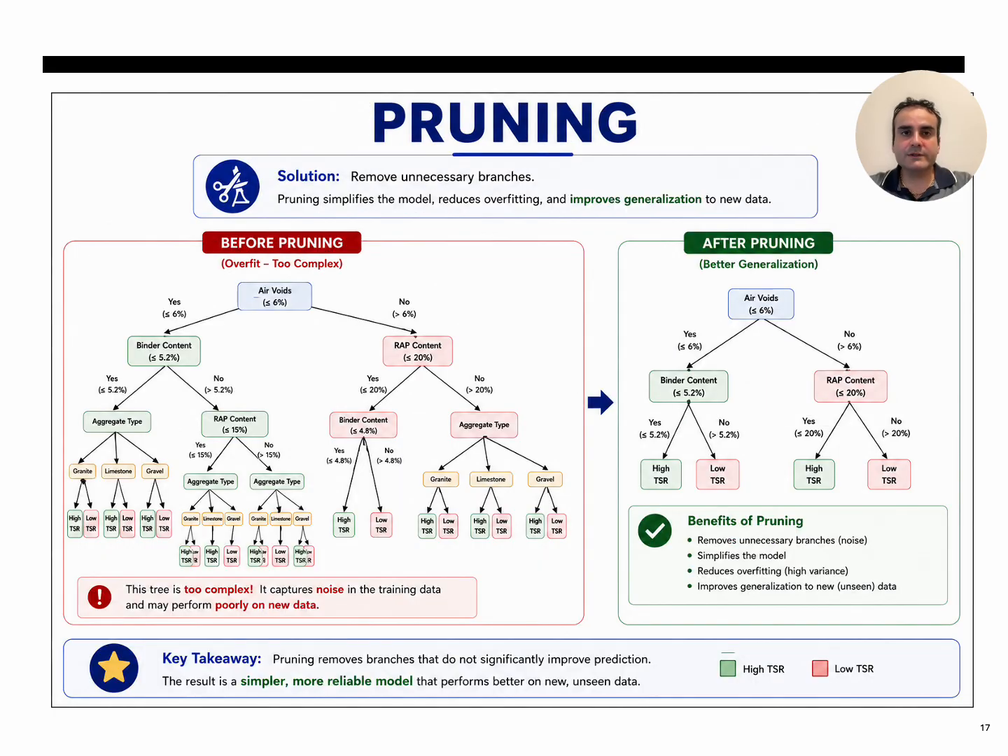Pruning is one of the most effective methods for combating overfitting. The left tree contains many branches and is highly complex. Some branches represent only a few observations and may not contribute meaningful information. After pruning, shown on the right, the tree becomes simpler and easier to interpret. Pruning improves generalization by removing unnecessary complexity and focusing on the most important decision rules.